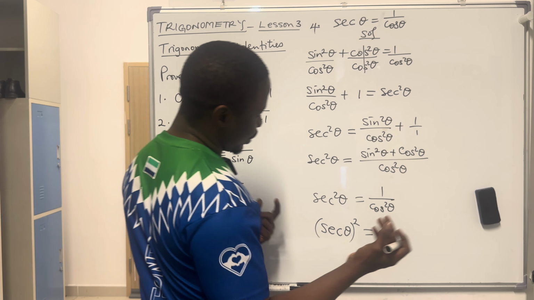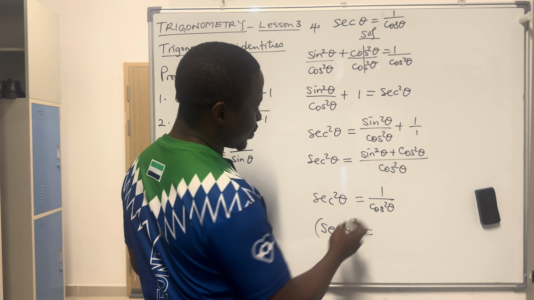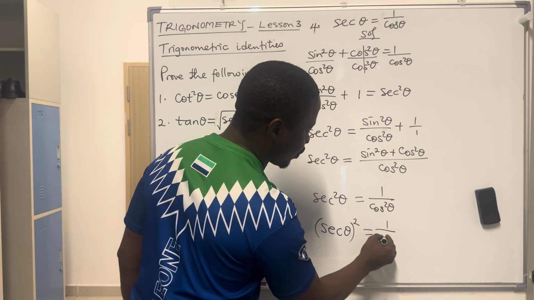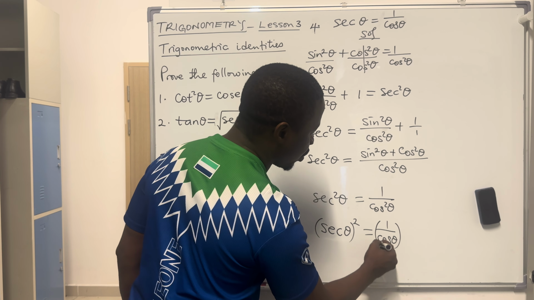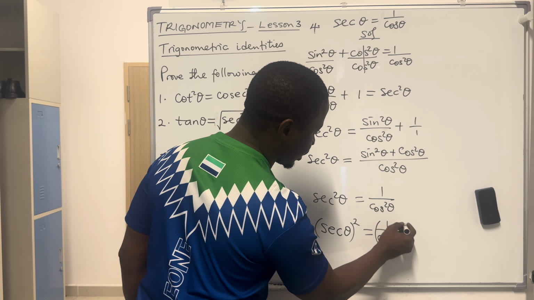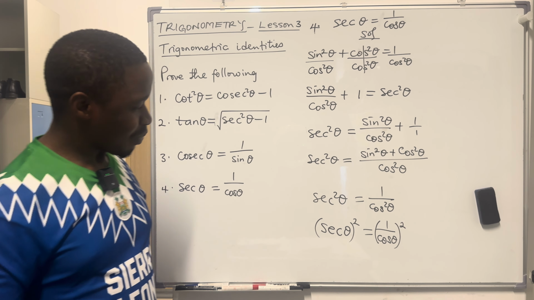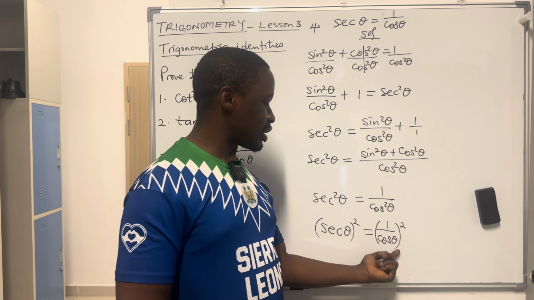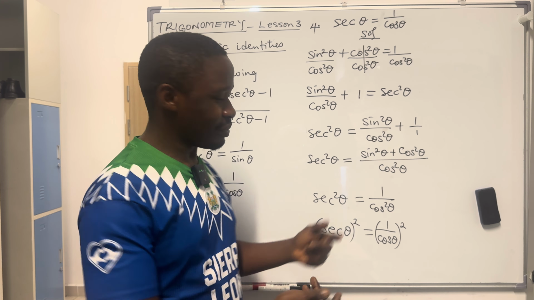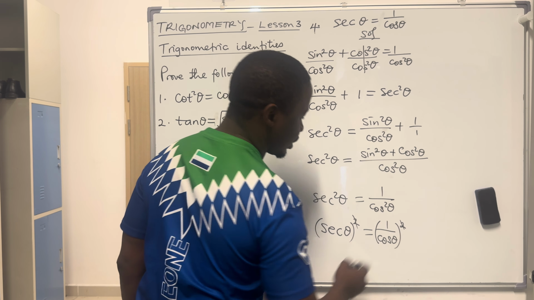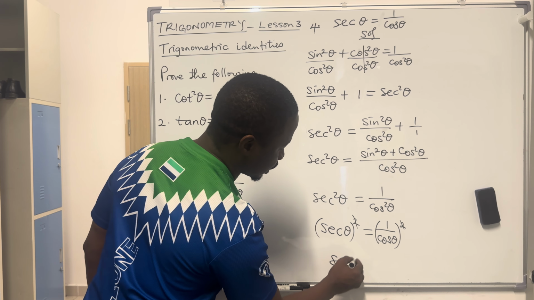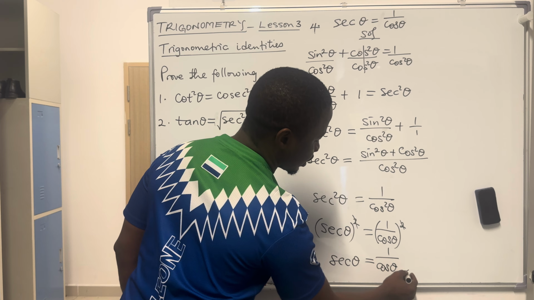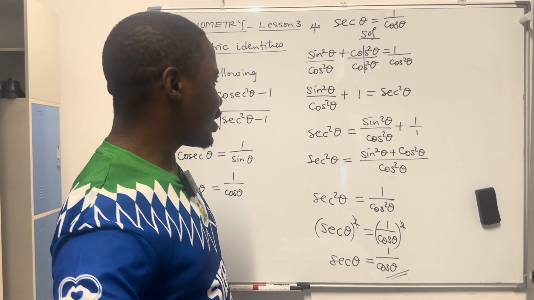So in that case, since 1 has a power of 2, and here again has a power of 2, we can say 1 over cos theta. Both the 1 and cos have power 2. So from exponential equations, one term equals one term where the powers are the same, then we can ignore them. So we say sec theta is equal to 1 over cos theta. So this is all what we have.